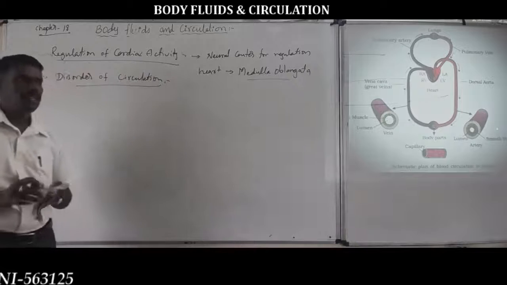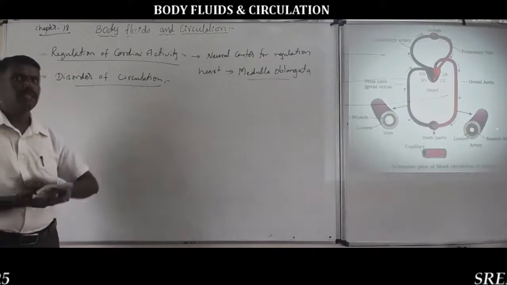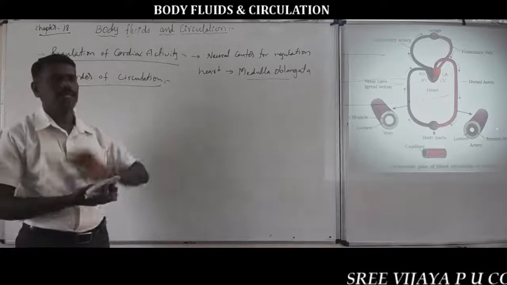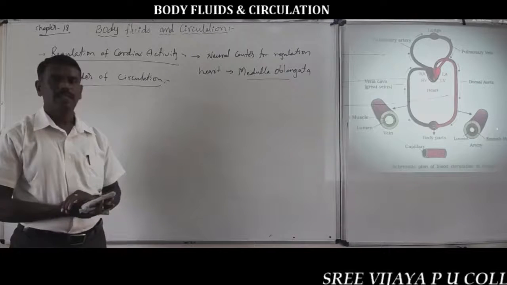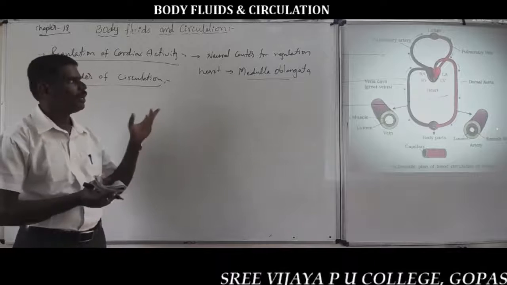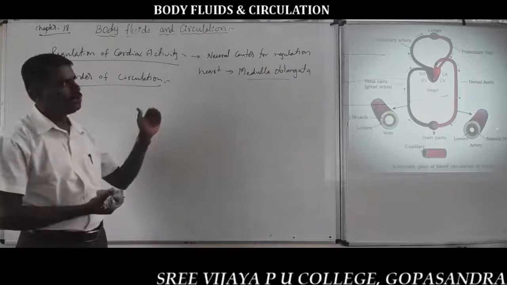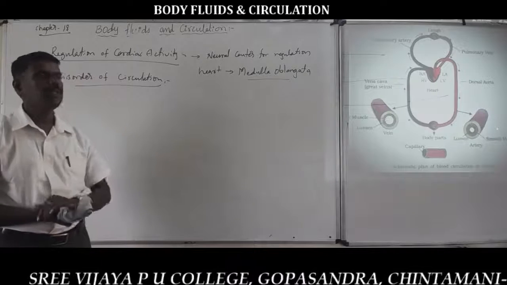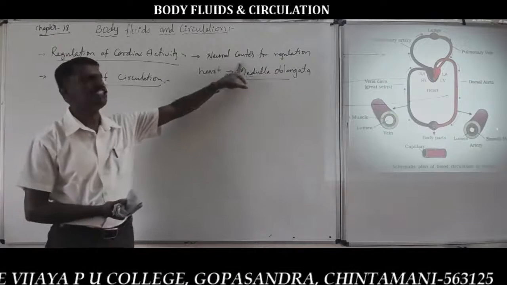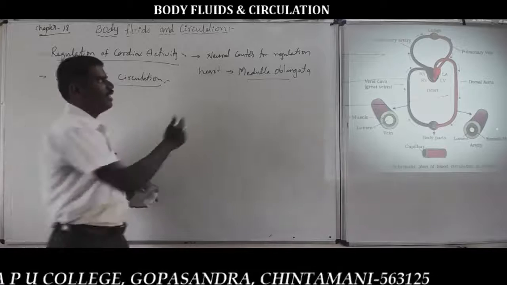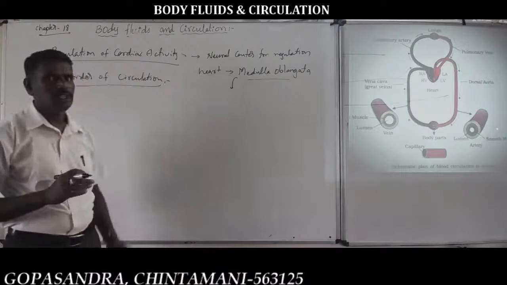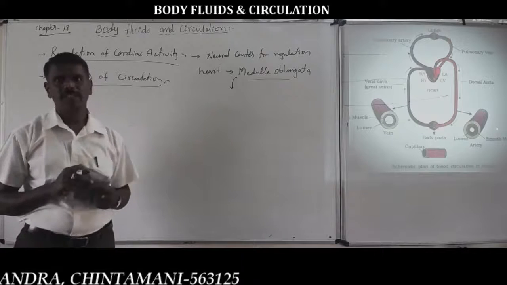The medulla oblongata is present in the hindbrain. The brain is divided into forebrain, midbrain, and hindbrain. In the hindbrain, the pons, cerebellum, and medulla oblongata are there. That medulla oblongata continues as the spinal cord. On the medulla oblongata, there is a neural center. So the medulla oblongata will send messages to modify the heartbeat.